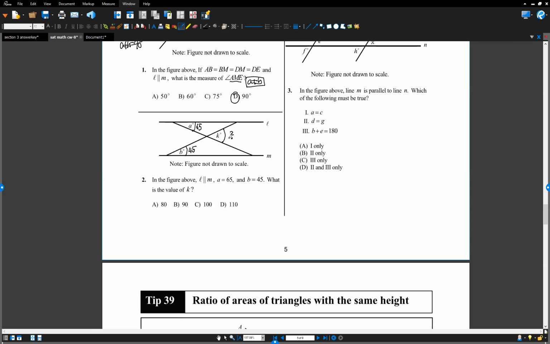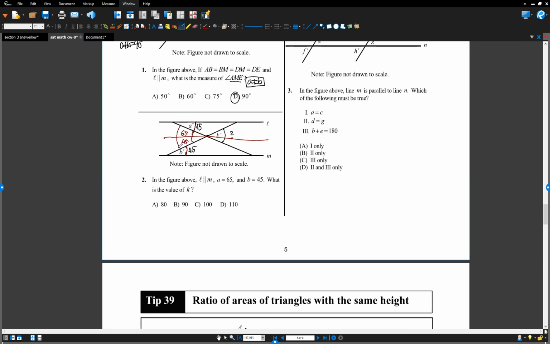How can you find the value of K? It's the same thing, right? We have kind of two intersections of a transversal, so we're gonna make one more line there, always. Okay. So this is 65. This is the alternate interior angle, also 65. This is 45. This is also 45.